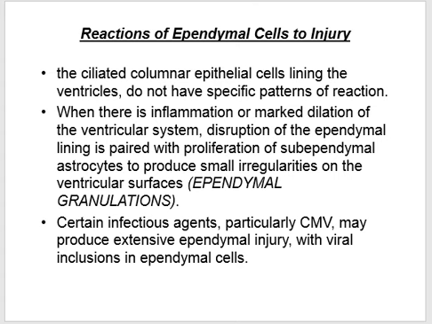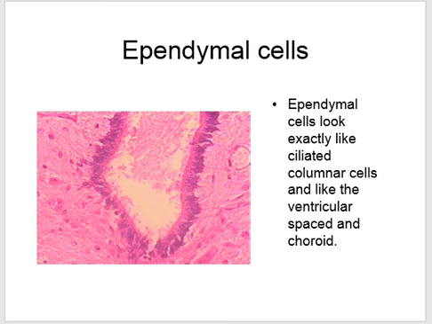Certain infectious agents, particularly cytomegalovirus, may produce extensive ependymal injury with viral inclusions in ependymal cells. These are the ependymal cells, which look exactly like ciliated columnar cells lining the ventricular spaces and choroid.